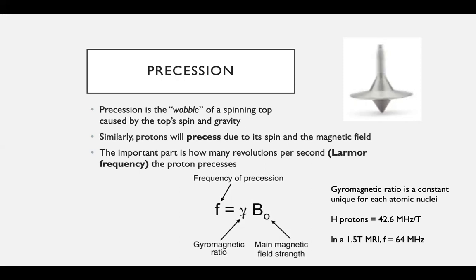I'm going to talk about this principle a little bit more. The Larmor frequency is a linear equation where the frequency is equal to the gyromagnetic ratio times the main magnetic field strength. In most scanners, the magnetic field is 1.5 Tesla or 3 Tesla. The gyromagnetic ratio is purely a constant that's unique for that atomic nucleus. For hydrogen protons, the constant is 42.6 megahertz per Tesla. So in a 1.5 Tesla MRI, the frequency is 64 megahertz.